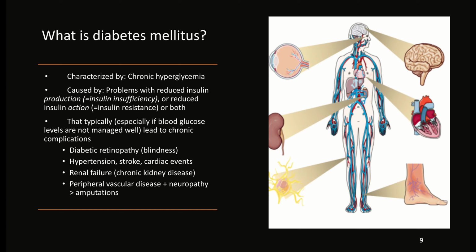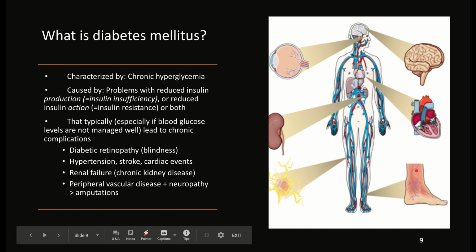These typically lead to chronic complications such as diabetic retinopathy, hypertension, stroke or cardiac events, renal failure, or peripheral vascular disease and neuropathy, which lead to amputations.